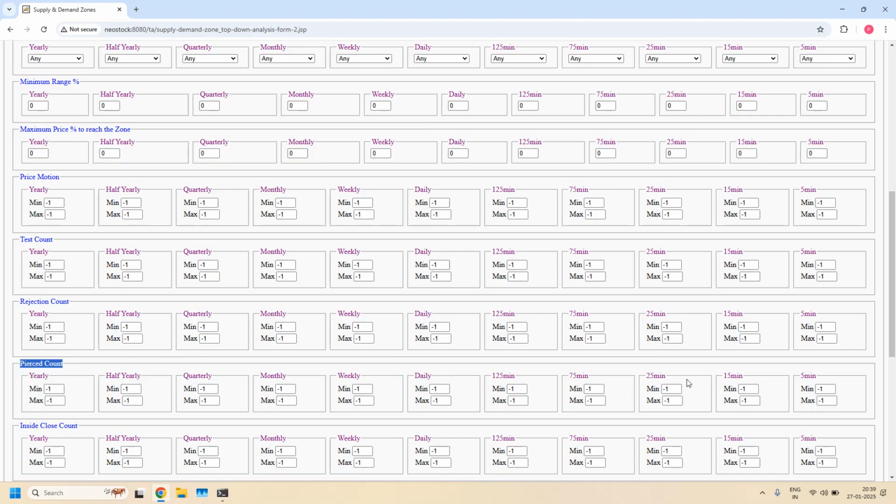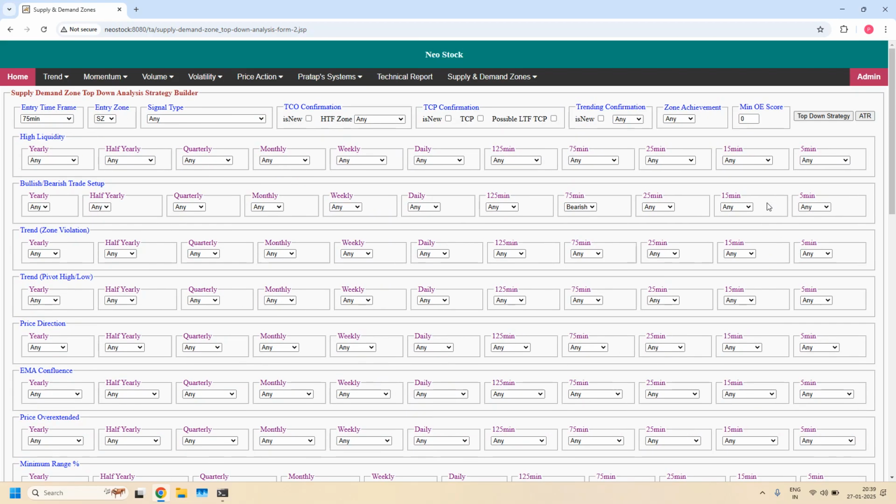So in the pierced count at the 75 minutes time frame, minimum value 0, maximum value 0. Zone achievement violated, opposing zone, minimum odd enhancer score 12. All 3 filters are applied to the 75 minute supply zone.